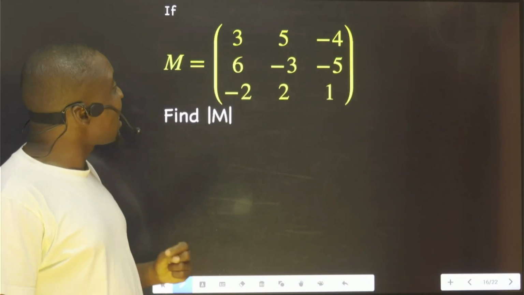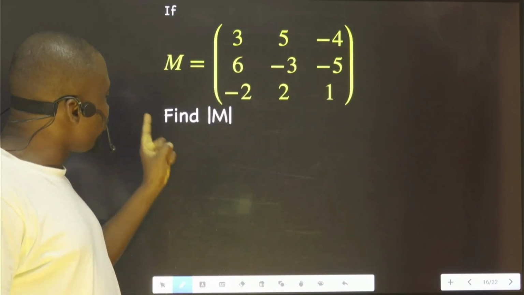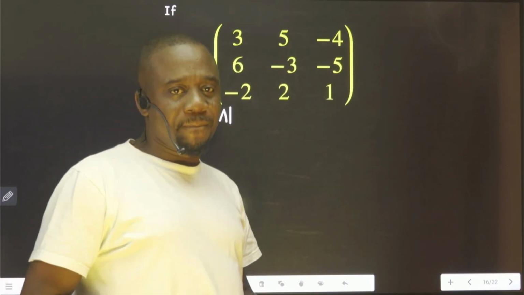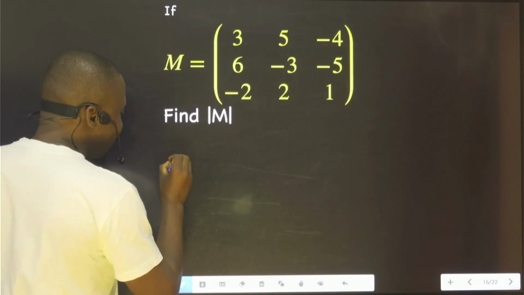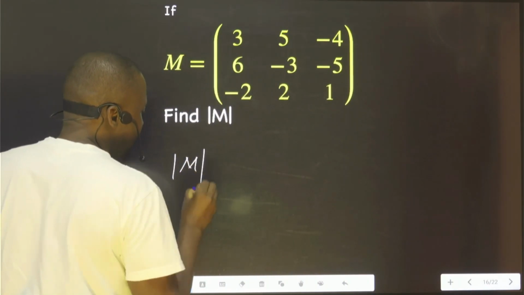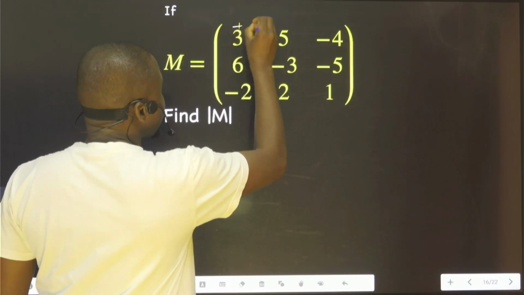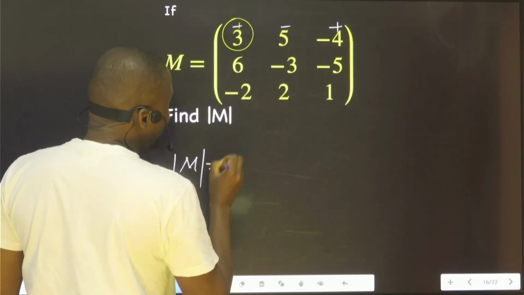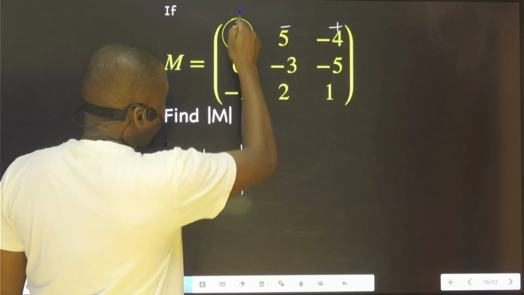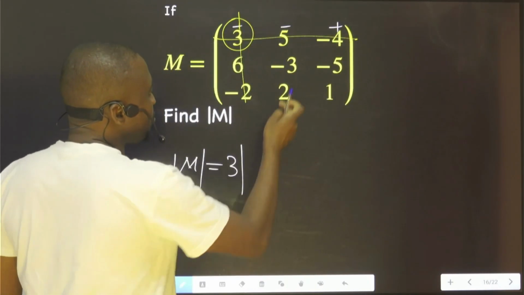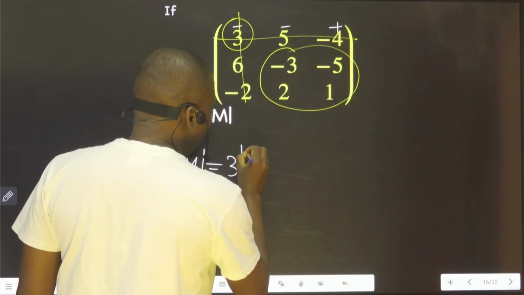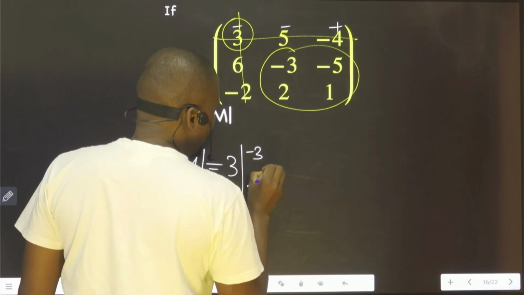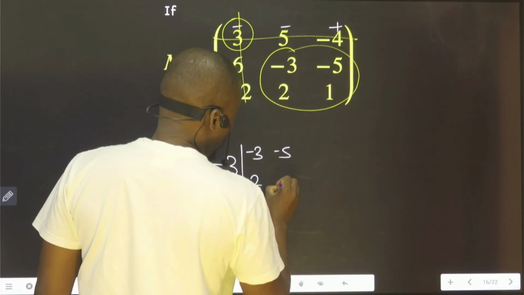Let's look at this. It says, if M is equal to this, we should find the determinant of M. Okay? Let's do that. The determinant of M. We put plus, minus, plus. We take this, 3, that is plus 3. Whatever is here and whatever is here is out. This is what is remaining. That is minus 3, 2, minus 5, 1.